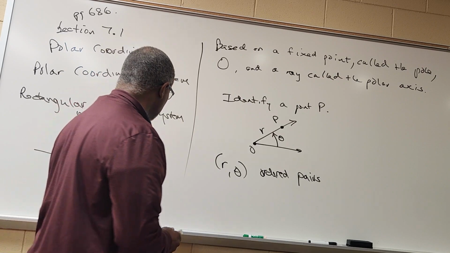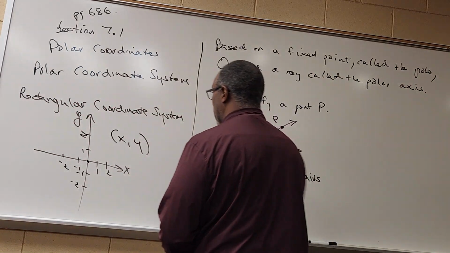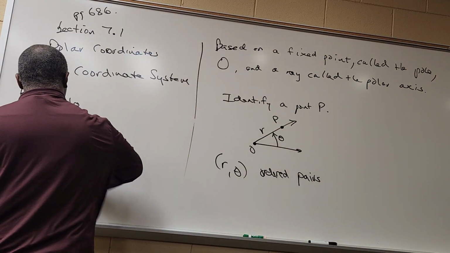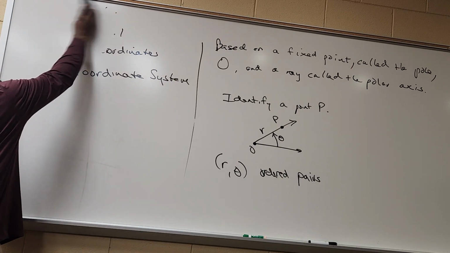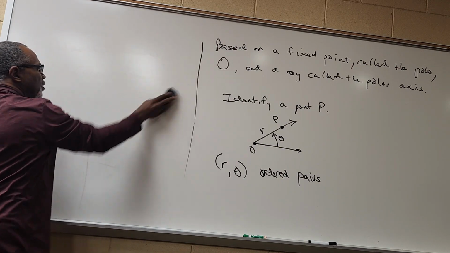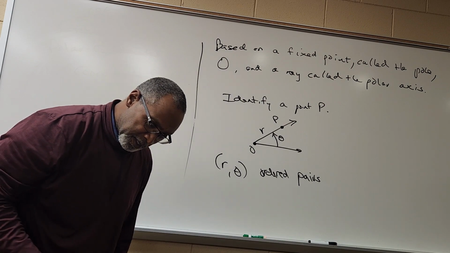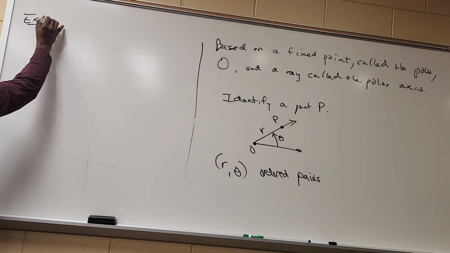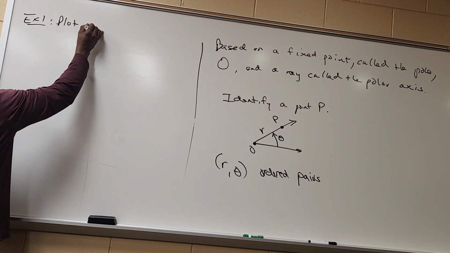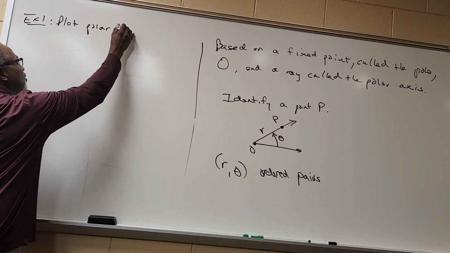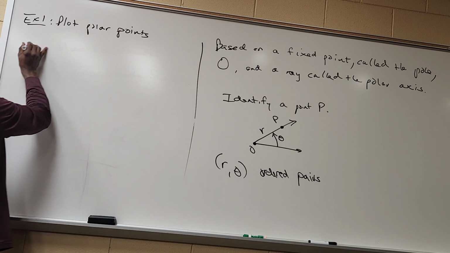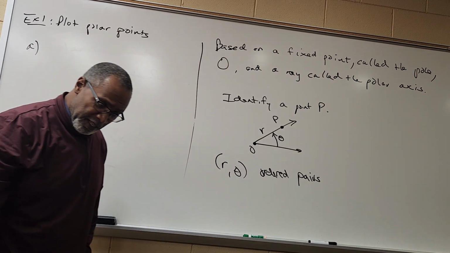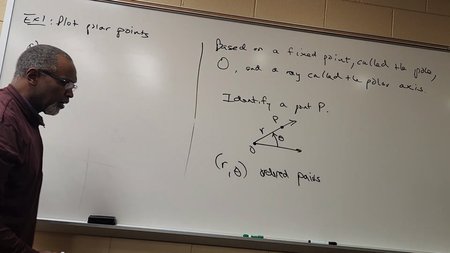So now with all this in mind, let's look at a couple of examples. Example 1, plotting points in a polar coordinate system. Plot the polar points. A, the first point they give me is (3, 5π/6).